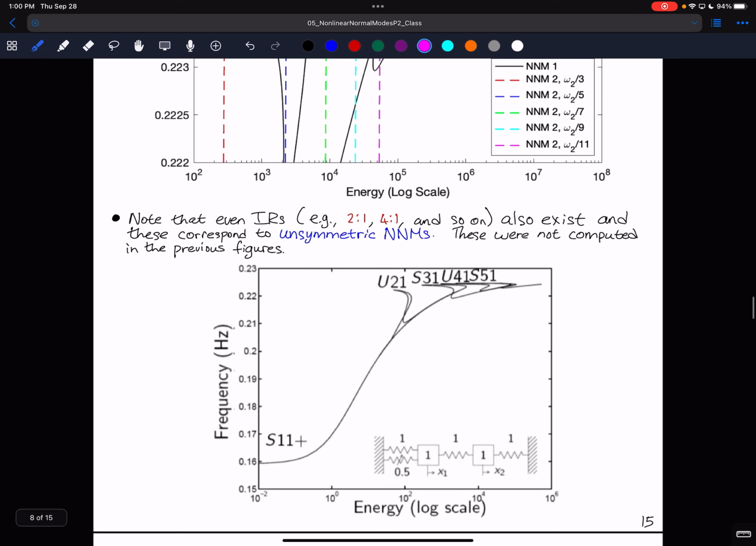And so in the paper that I cited, they did do that for the 2 to 1 and the 4 to 1, and they only went up to a 5 to 1 in this case. But you can see that they still do exist and they show up there. You just got to do extra stuff to compute them. So it's not only odd; even though the nonlinearity is cubic, we still get even internal resonances as well.